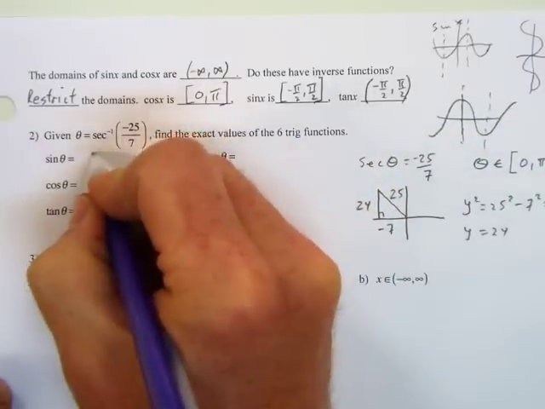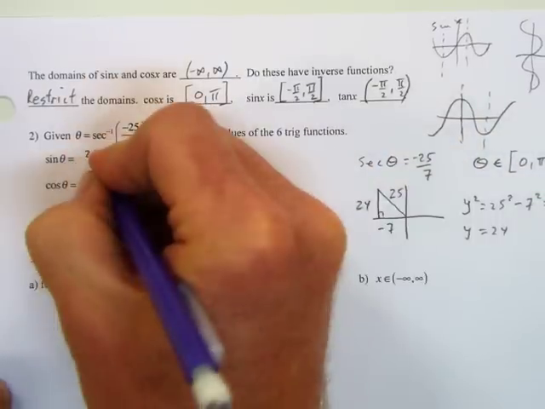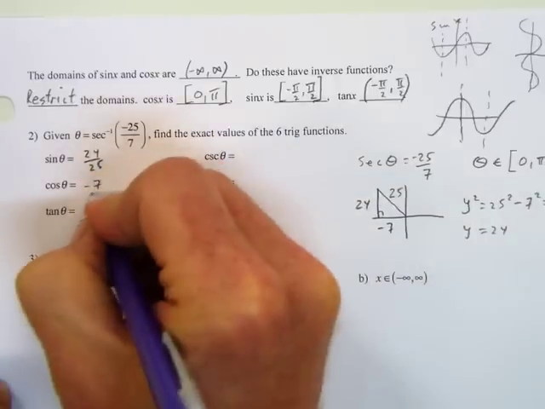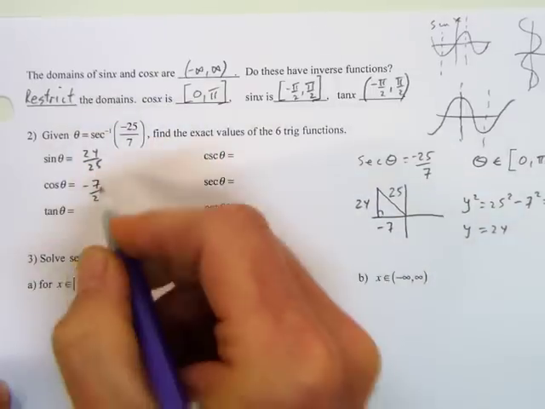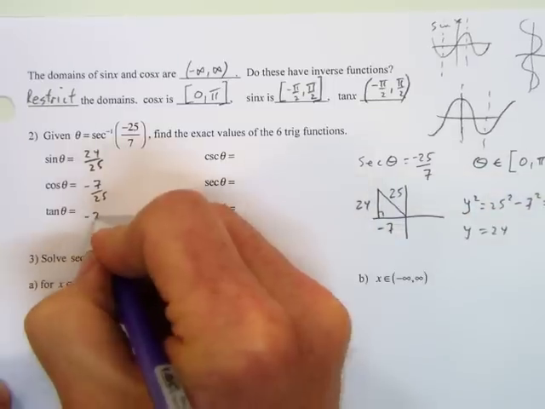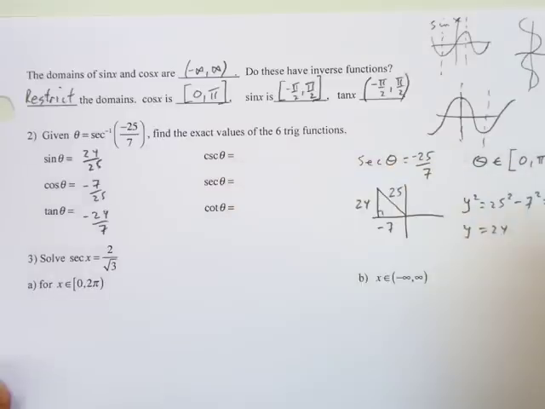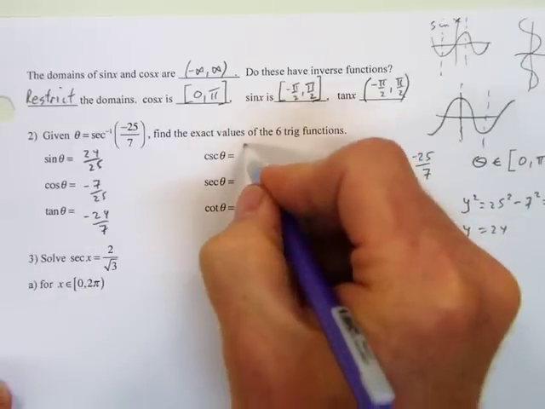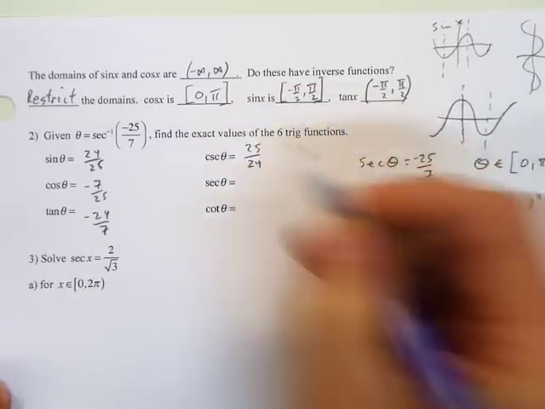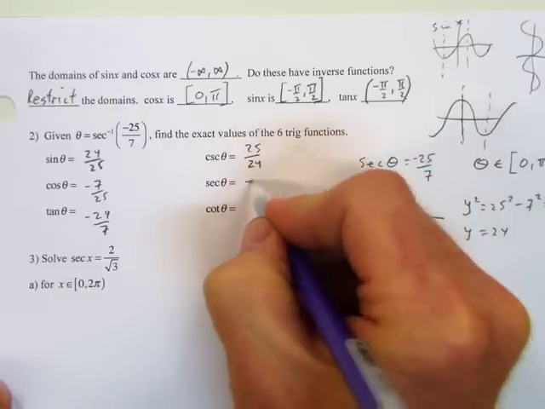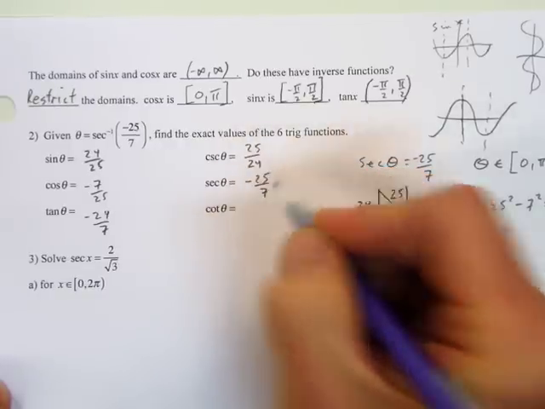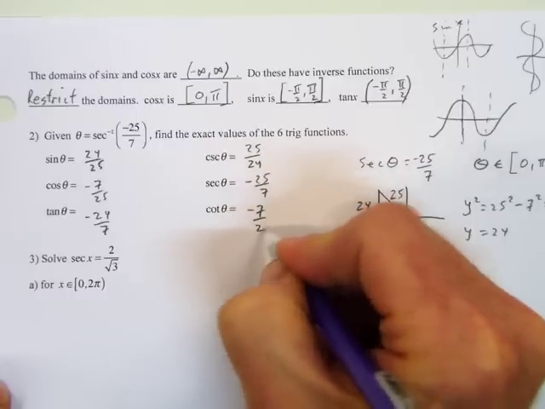Sine would then be opposite over hypotenuse, 24 over 25. Cosine would be negative 7 over 25. Tangent would be opposite over adjacent, so negative 24 over 7. Cosecant would just be the reciprocal of sine, so 25 over 24, or hypotenuse over opposite. Secant, we already know, is negative 25 over 7, and then cotangent would be negative 7 over 24.